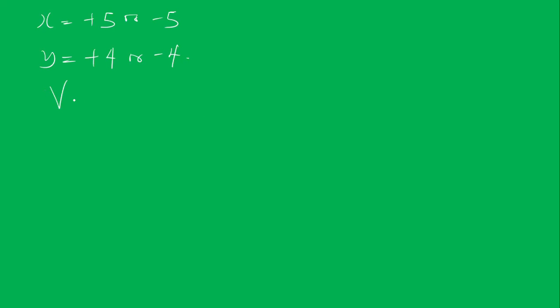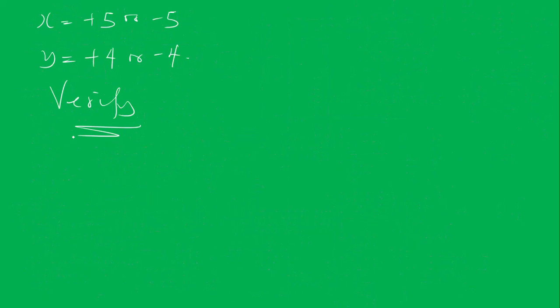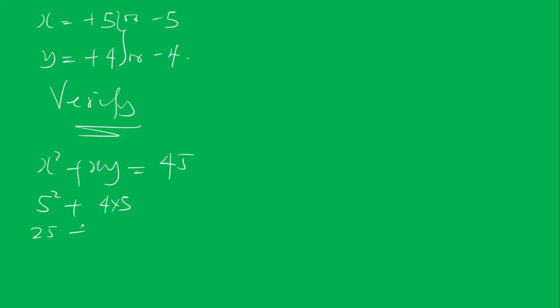So for us to verify, if you want to verify this, the question was x squared plus xy is equal to 45. Now let's use this first one. You have 5 squared plus 4 times 5. So this is 25 plus 20. This will give you 45.